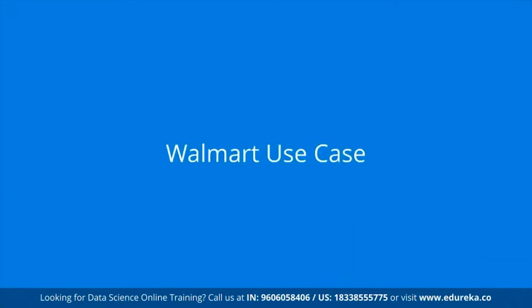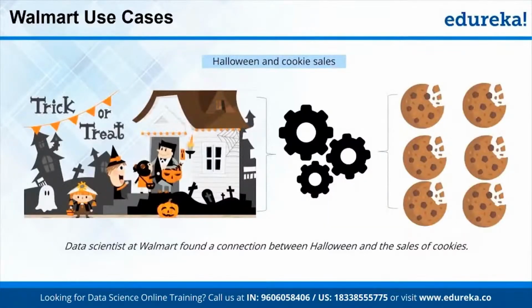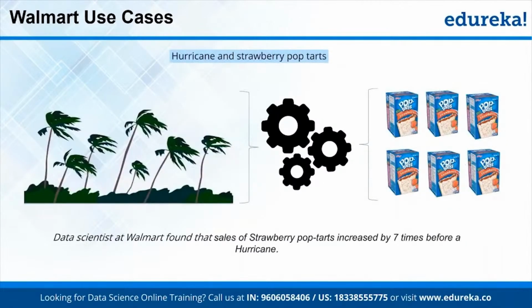Now there's this use case. Basically, a data scientist at Walmart found a connection between Halloween and the sales of cookies. There is one more use case. Again at Walmart, they found that sales of strawberry Pop Tarts increased by 7 times before a hurricane. Again, they found a connection. We need to understand on what basis they are saying that there is a connection between a strawberry Pop Tart and a hurricane.